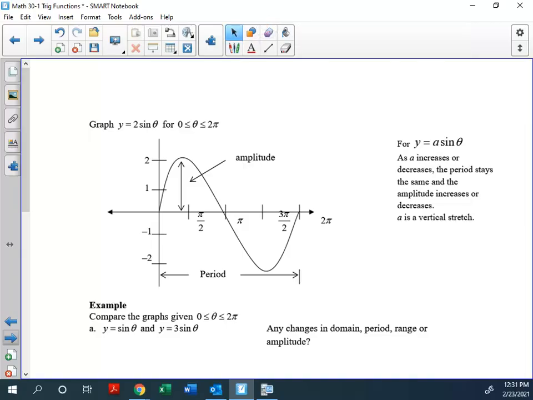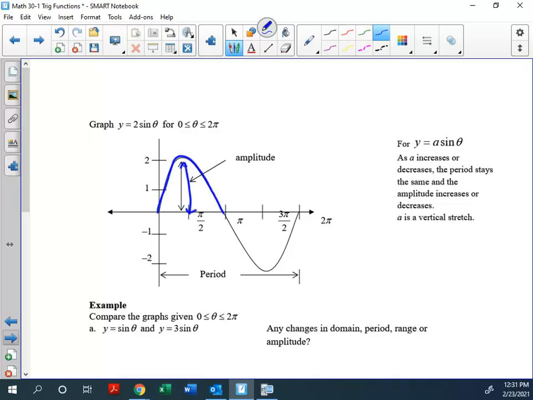If we look at the graph y is equal to 2 sine theta, would you guys agree that based on what we know about transformations, the 2 represents a vertical stretch? So instead of my high point being 1, my high point is 2. Instead of my low point being 1, my low point is -2. Did anything else about that graph change? No.